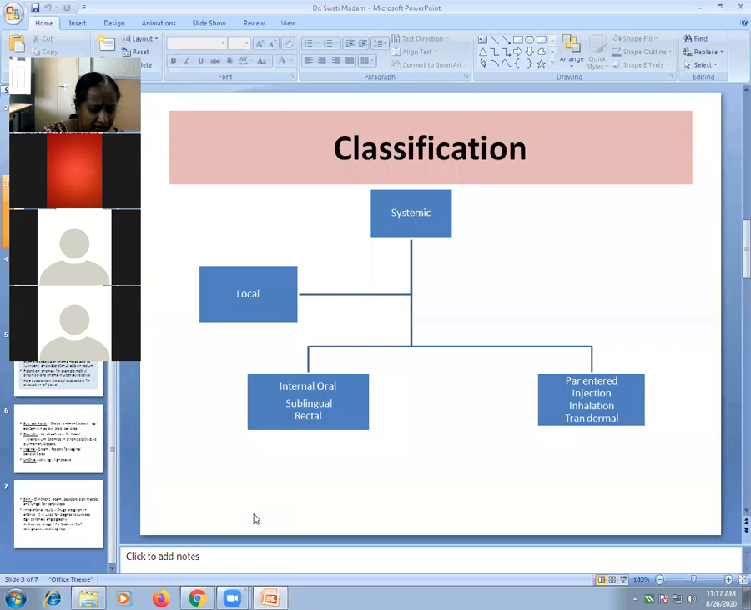Dosage forms are solids and liquids. In solid dosage form, what comes? Tablets, powders, capsules. We are giving the drug in that form. If we give it in tablet form, that is solid dosage form. If we are giving suspension or solution, this is liquid dosage form.